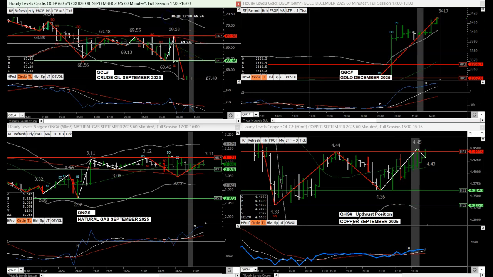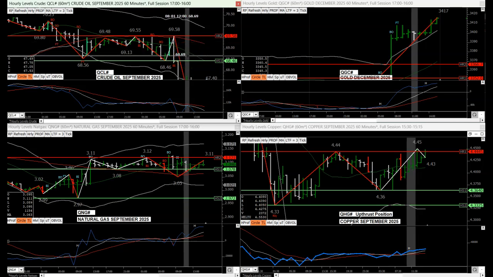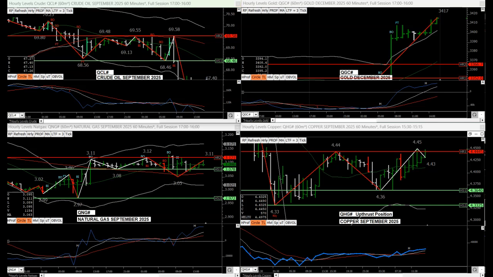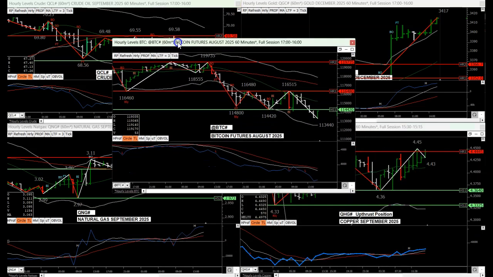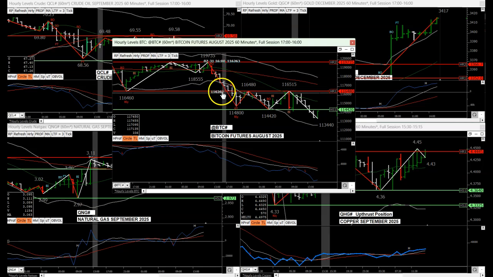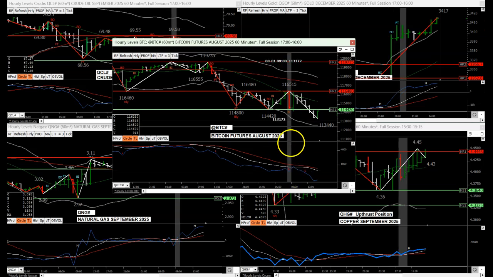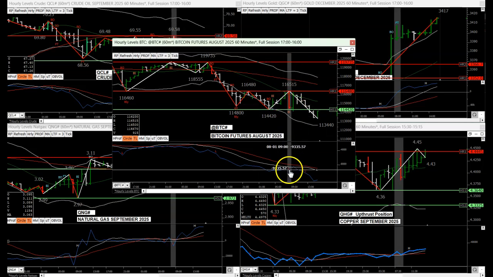I'll show you a Bitcoin one that told me in advance that it was going to break down on Friday. So this is Bitcoin, right? And right here, actually it already broke, but this told me it was going to continue lower even after that green bar back up. I just knew that this low confirmed that we're taking out these lows.